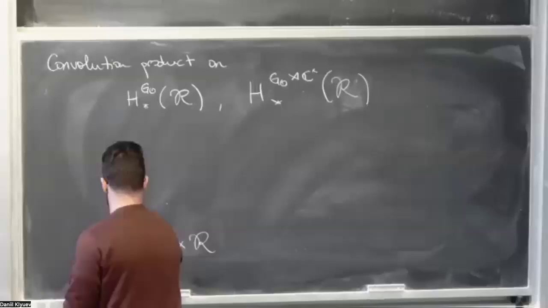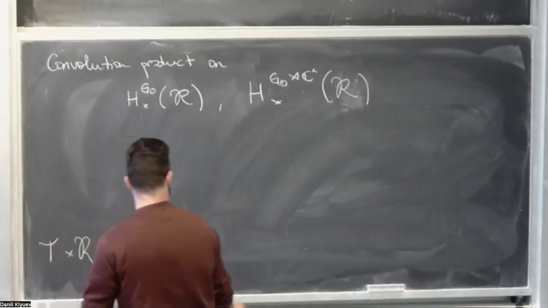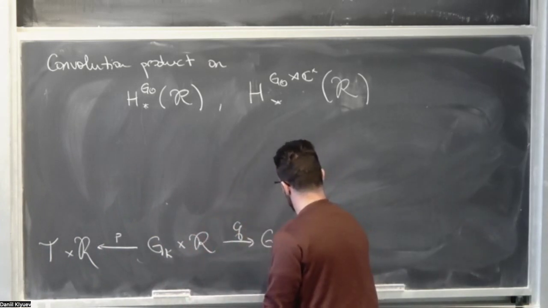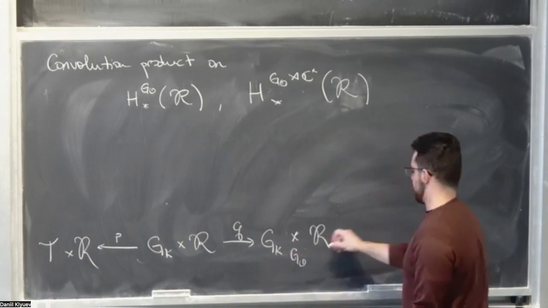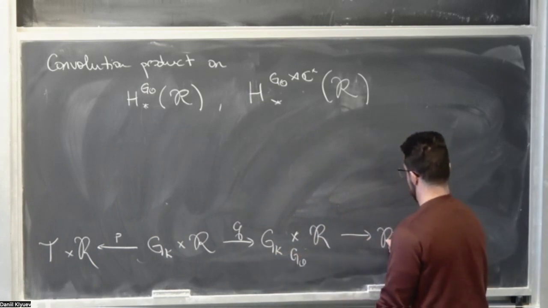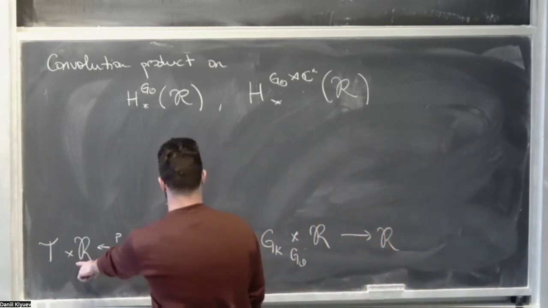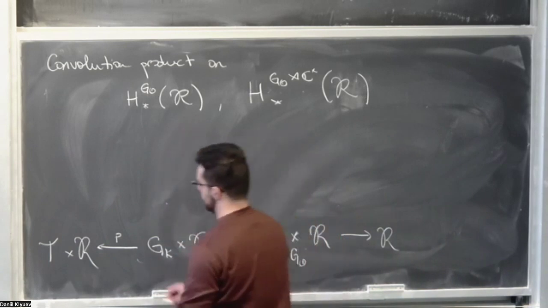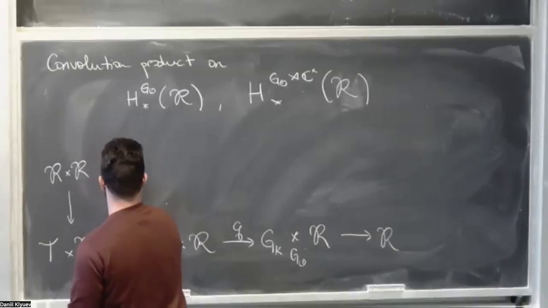G_K cross R maps by a map called p to T cross R. It also maps by a map called q to this twisted product over G_O. And then from here, there's an action map to R. It's supposed to take something over here and move it all the way back here, but it's supposed to be with R's. That's why they draw this diagram with a pullback.